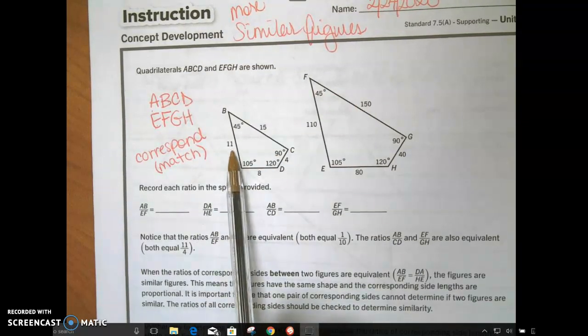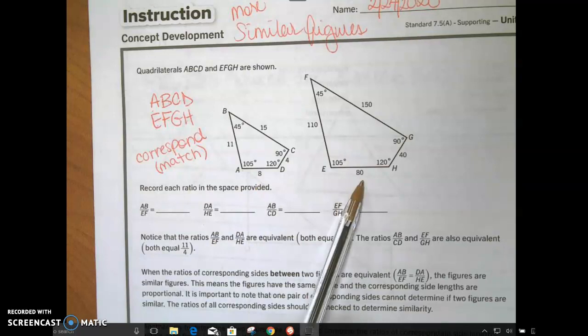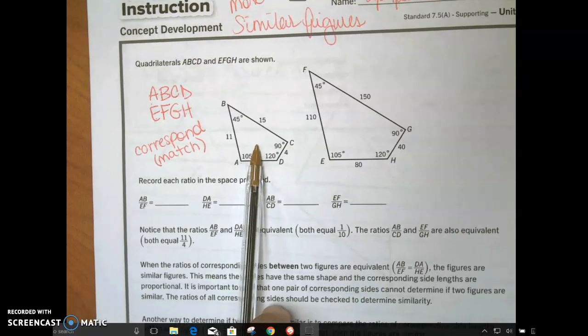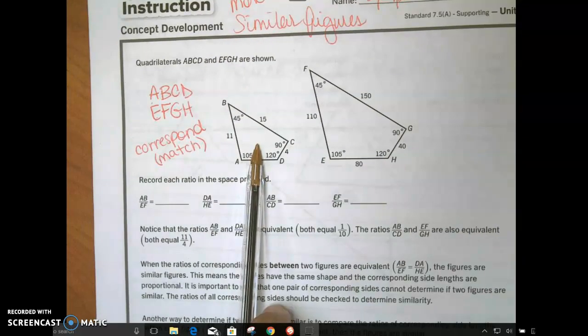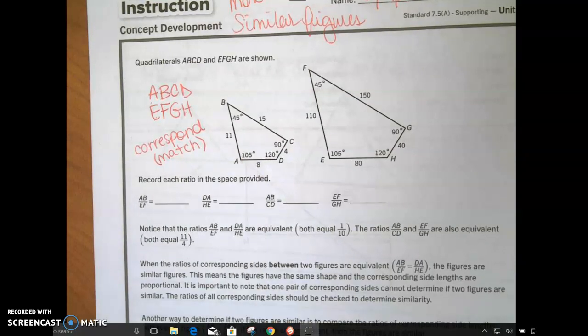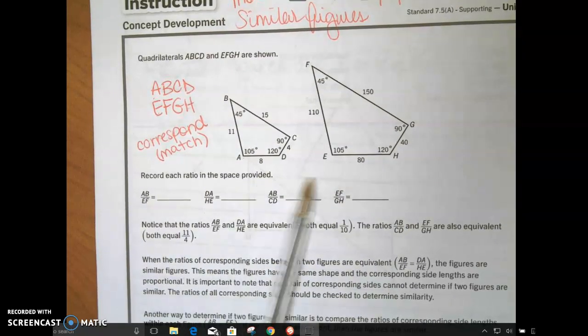So this 11, who corresponds to the 11 on this shape? 110. Who corresponds to the 8 on this shape? Who corresponds to the 40 on this shape? 4. Okay? So record each ratio in the space provided.